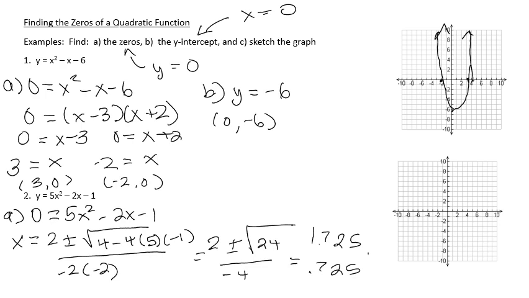My y-intercept, I've kind of run out of room here, so I'm going to kind of draw an arrow. My y-intercept is when x is 0. So if I allow x to be 0, y is negative 1. Easy one to see. So I have the point 0, negative 1. So my two x-intercepts are 1.725. I'm going to have a hard time on my tiny, tiny graph here.